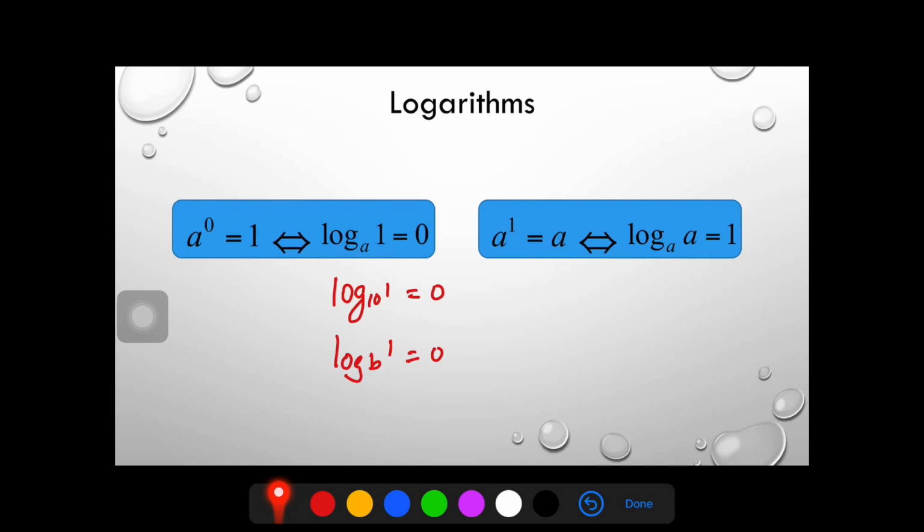Next, a power of 1 equals to a. Then convert it into the log form: base, the power, and the answer. Log a a equals to 1. A is the base, power 1, the answer a. As long as the base and the number are the same, it will always equal 1. Example, log 10 10 equals to 1. Log 5 5 equals to 1. Log b b also equals to 1. So this is some of the basics of the logarithm.